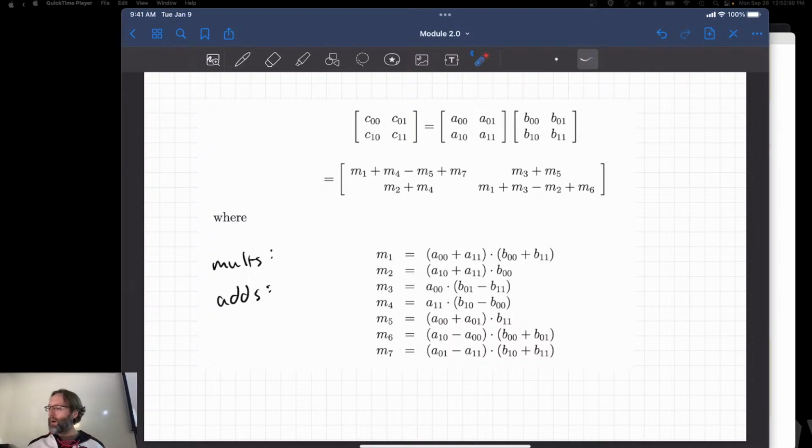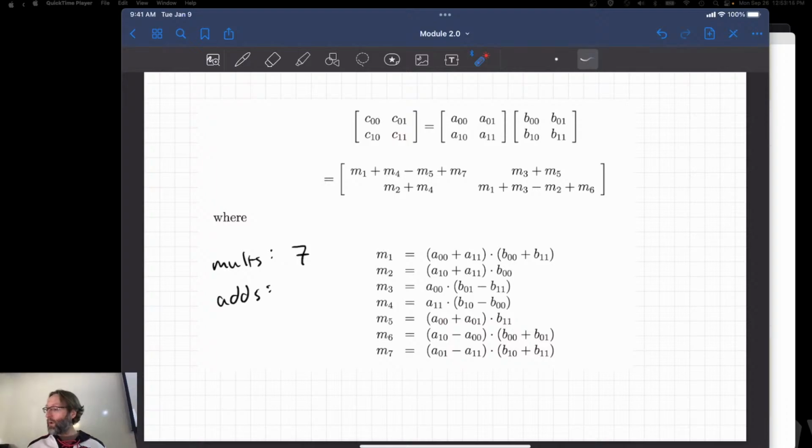So, what about multiplications? Well, that's why it's written like this. M1 through M7, there's only 1 multiplication for each one of these values. So there's 7 multiplications instead of 8. Okay? What about number of additions? Understanding that a subtraction is an addition, right? A subtraction is an addition by a negative number.